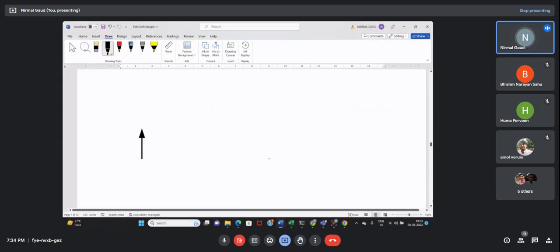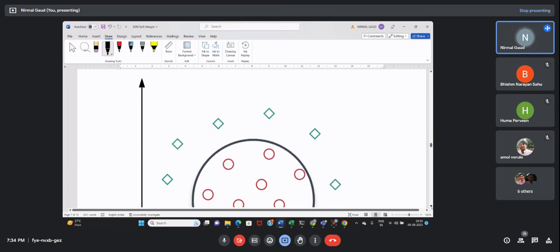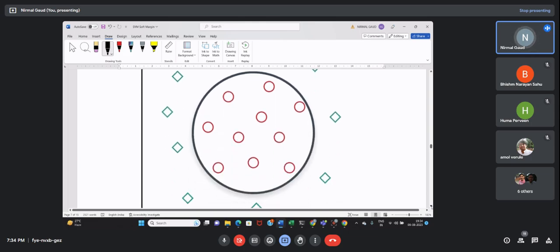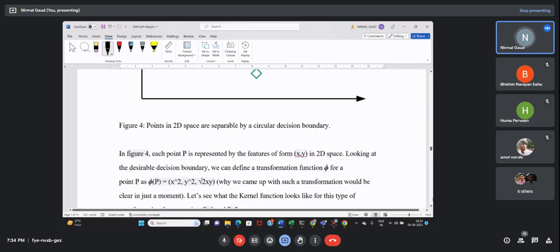Okay, so let's check here. Here is a problem statement: I need to separate the green points from the red points, and this can be done via a circular boundary. So what should we do? What input vector are you going to get? What dot product are you going to do? What is the trick you are going to apply? These are certain questions. Okay, so let us talk more.